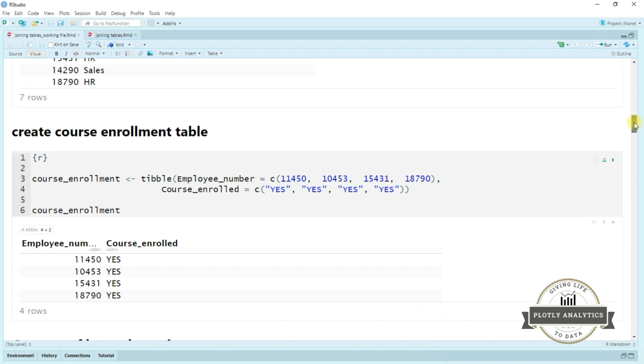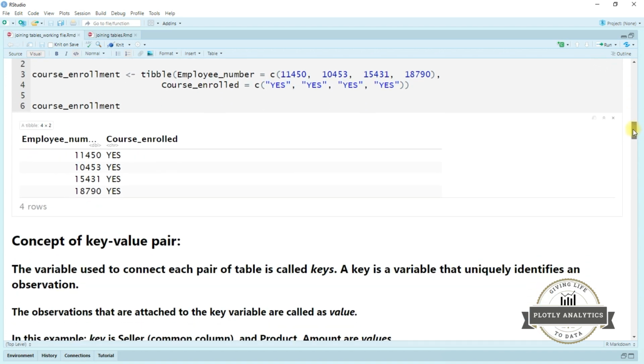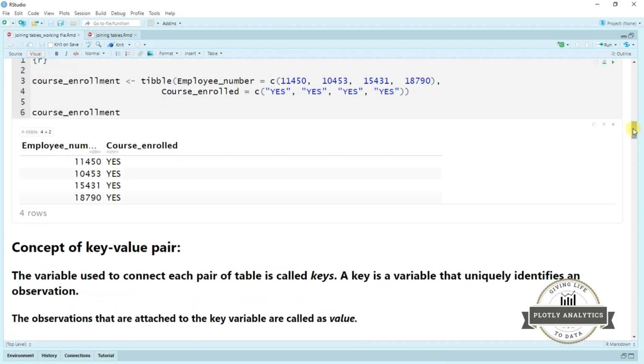Before we delve into using these functions on these 3 tables, let's first try to understand the concept of key-value pair. The key-value pair is what will be used by all the mutating joins to combine the tables together, so it's an extremely important concept. The variable used to connect each pair of tables is called a key. A key is a variable that uniquely identifies an observation.